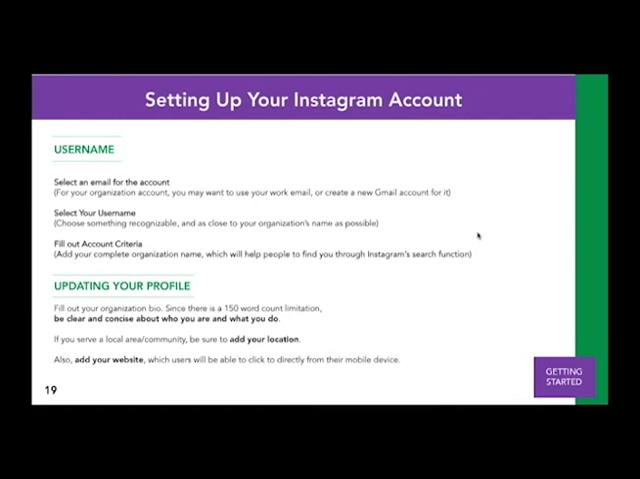You are going to be able to fill out your organization's bio here. You only have 150 words in order to do that. So make sure you're clear and concise about who you are, what you do, and any information you want to make sure that people get straight away. That's almost like your elevator pitch. If you serve a local area, you definitely want to make sure that's in there. Then make sure that you add your URL, which is your website. That way, when people are on your Instagram, they can click directly to your website from there.